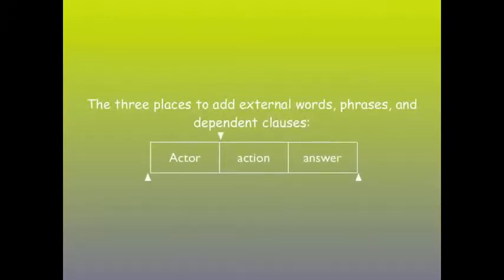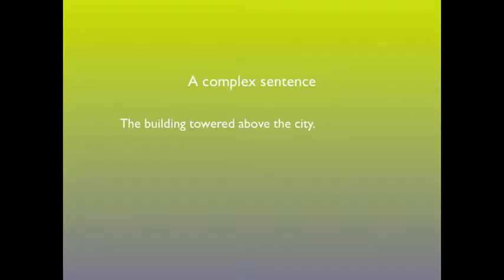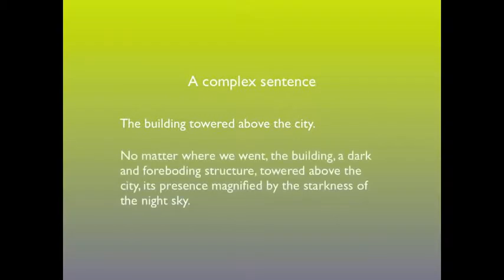So we've covered the three safe places to add external words, phrases, and dependent clauses. Now that we know how to do this, we can add multiple external words, phrases, and dependent clauses onto different parts of a foundational clause and create a kind of super sentence. When we look at our original foundational clause, we had the building towered above the city. If we add external information to the beginning, the middle, and the end of that sentence, we might get something like, no matter where we went, the building, a dark and foreboding structure, towered above the city, its presence magnified by the starkness of the night sky.